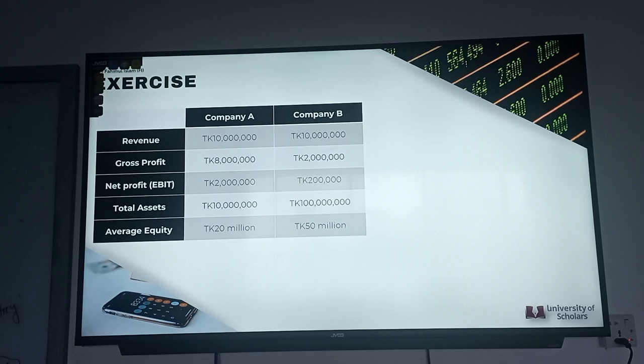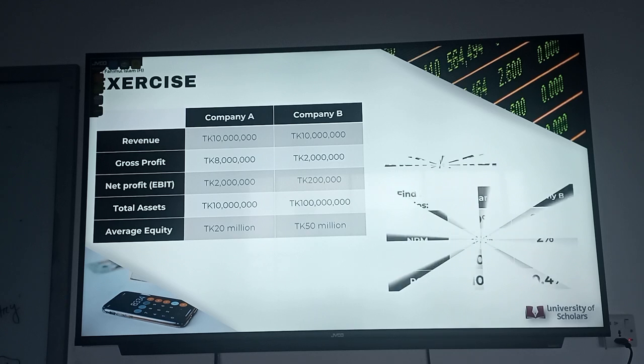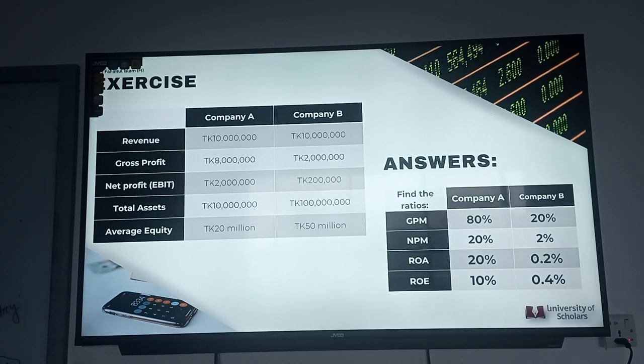So let's do the math and let's see the answers, and you guys can also do the math very easily. That's not our main focus in this course. Let's see the answers and let's see how we can interpret them.